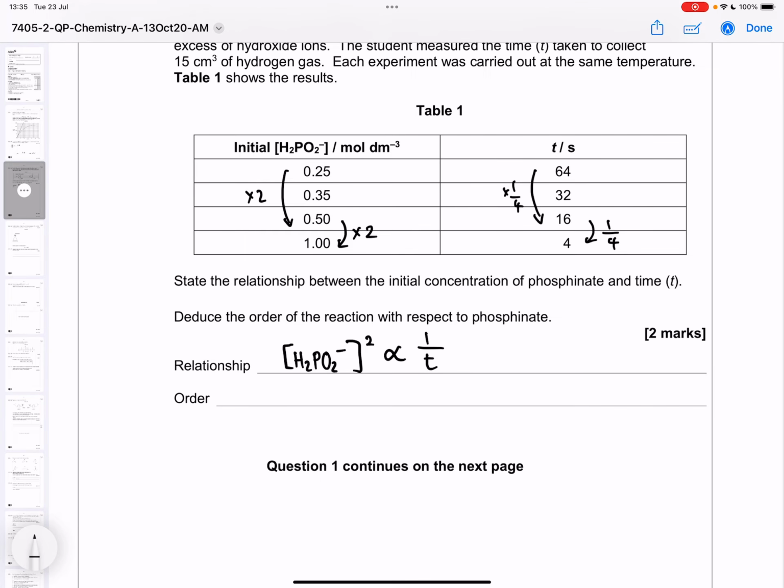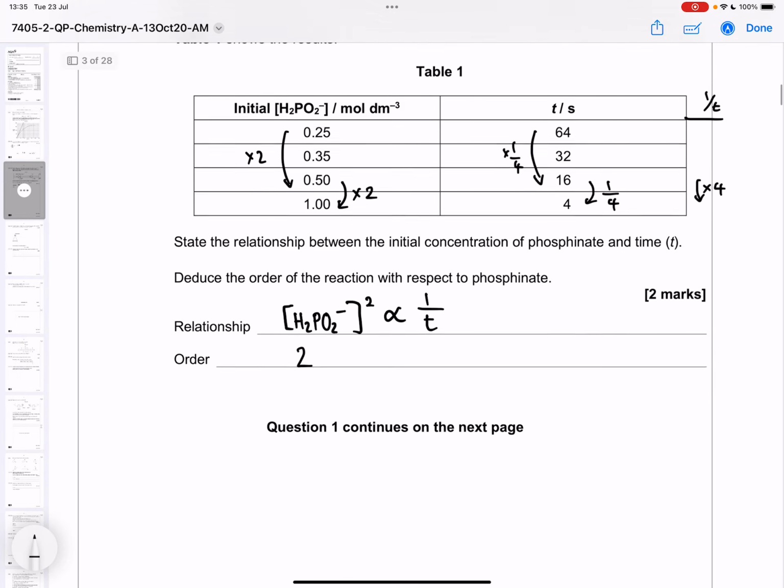You might want to write that in a different way. When concentration is doubled, time is quartered. You could just write it like that if you aren't able to write it as a proportionality. That means that the order is 2, because we can see that relationship has got the squared in it. The order, remember, relates to the rate, which is 1 over time. And if we'd worked out the 1 over time values, then this would have multiplied by 4. So 2 squared is 4, order 2.